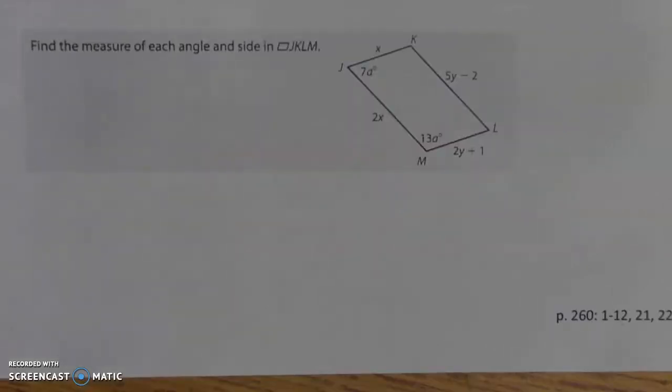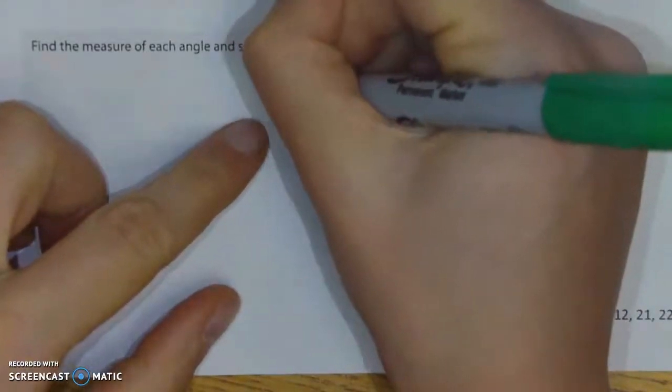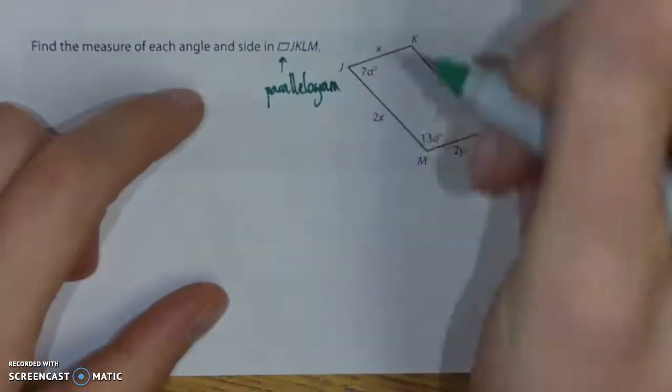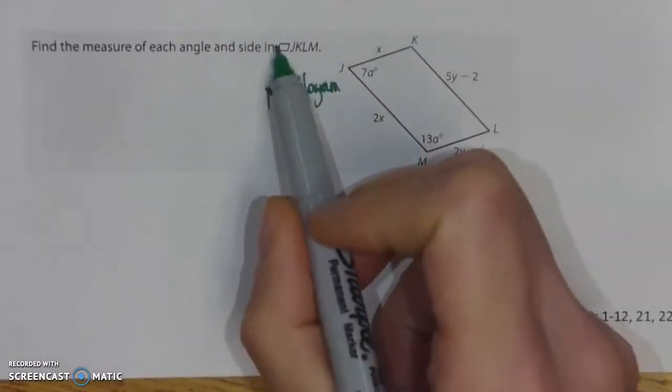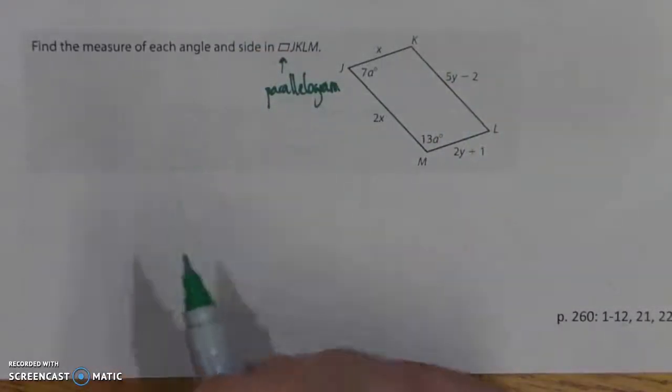So the last one that we're going to do is we're going to find the measure of each angle and side in the parallelogram JKLM. And that's what this symbol means. This means parallelogram. And that's just because we know mathematicians don't like to write things out, so if they can do shorthand for it, they will. And you may use that shorthand as well. Please try not to make it look like a rectangle. Keep it slightly slanted so we can tell it's a parallelogram.